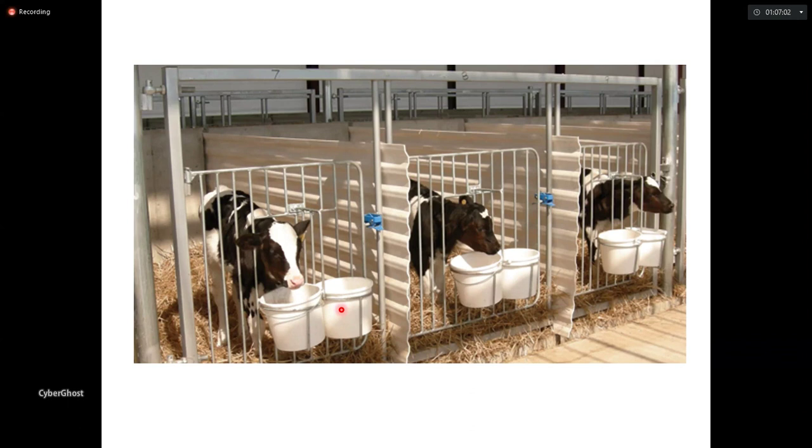So this should be available all the time for these animals, right? No restrictions, specifically for water.